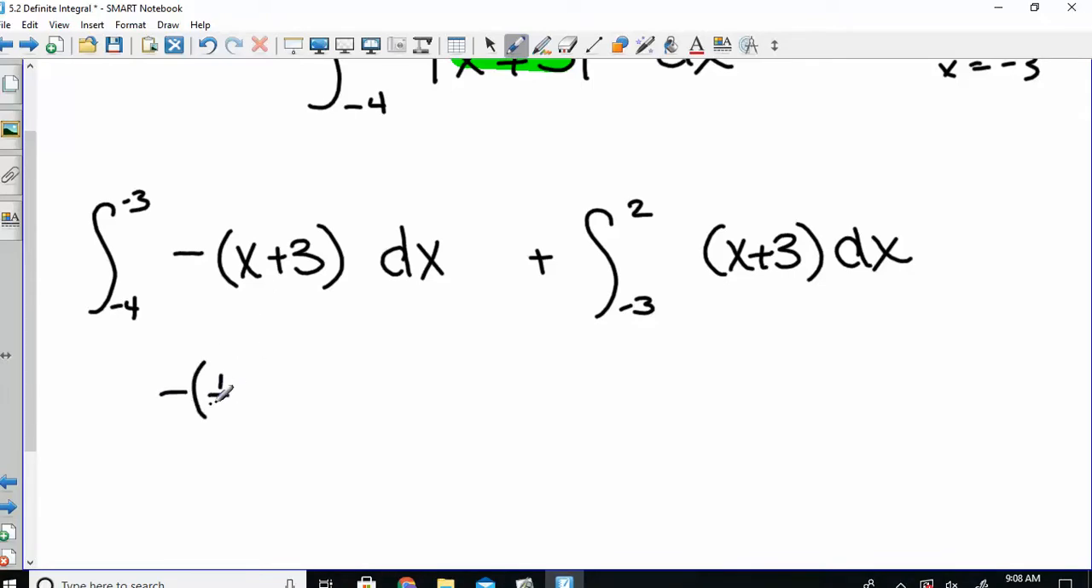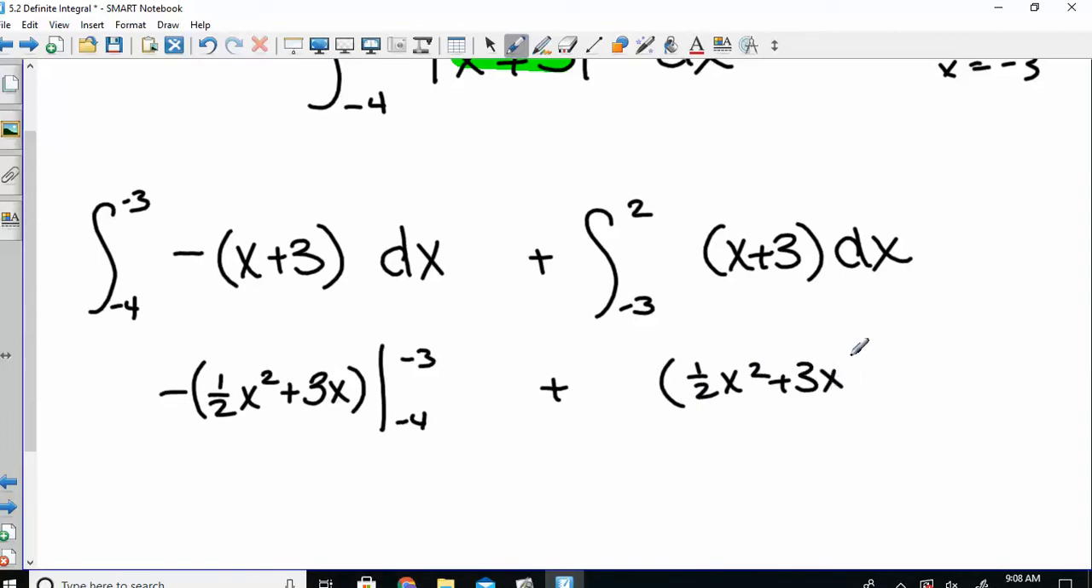What's the antiderivative of x? And the antiderivative of 3? Okay, so here it's 1/2 x squared plus 3x. You're welcome to distribute that negative, or you can pull it out in front.